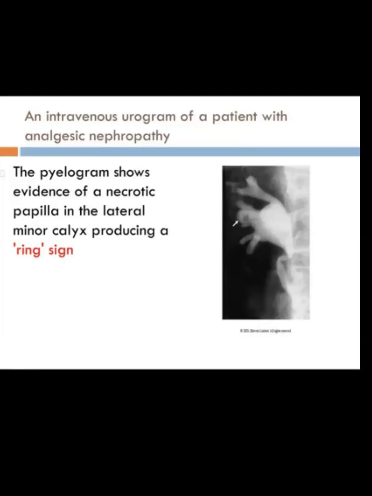Okay, brother, so the ring sign is present. What are the causes of papillary necrosis, brother? I want to hear five causes of papillary necrosis. Analgesic nephropathy, sickle cell nephropathy. Yes, analgesic nephropathy, renal stones, TB, sickle cell disease, tuberculosis, diabetes. Tuberculosis and sickle cell anemia. Very good, Ali bhai. Sickle cell anemia as well. You are telling very right.